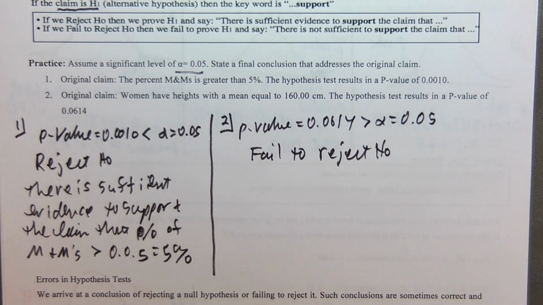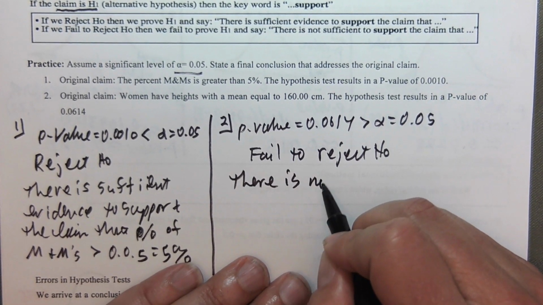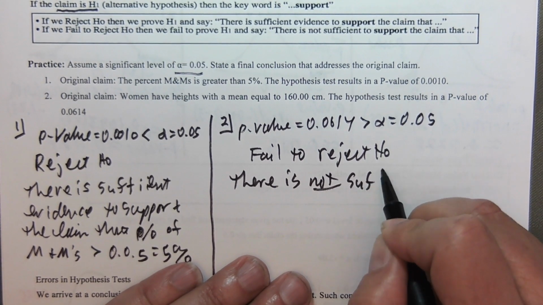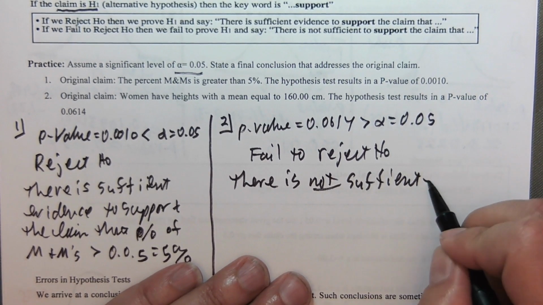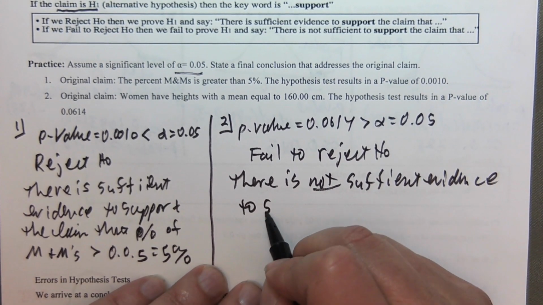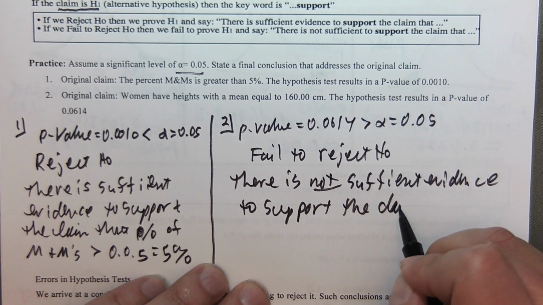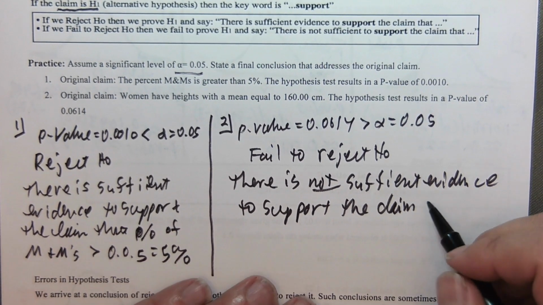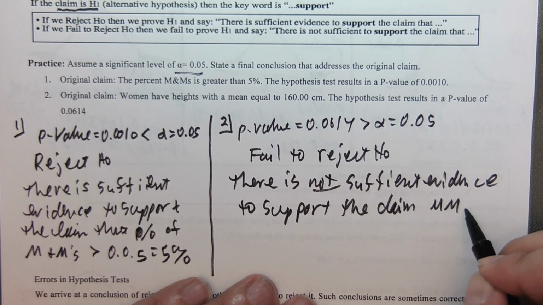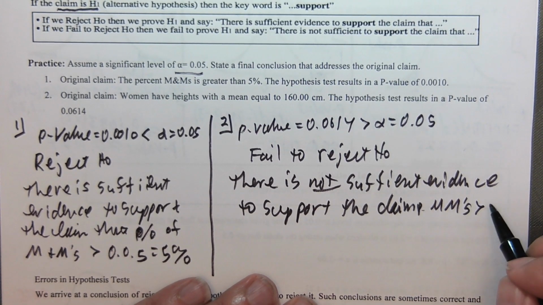The null hypothesis. So there is not sufficient evidence to support a claim of the M&Ms, that the proportion of M&Ms is bigger than 5%.